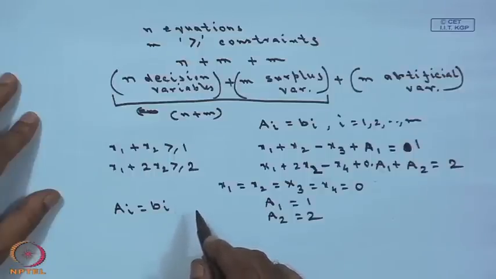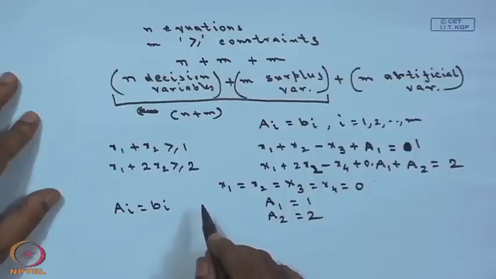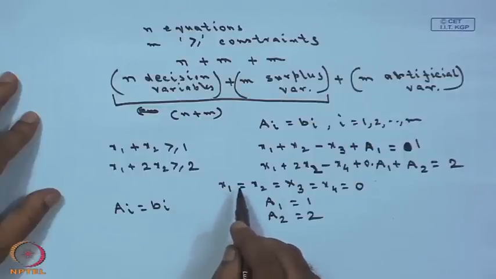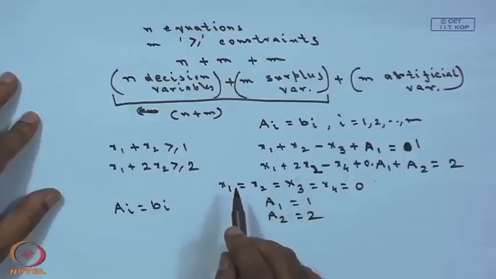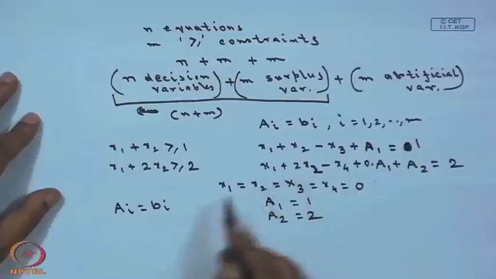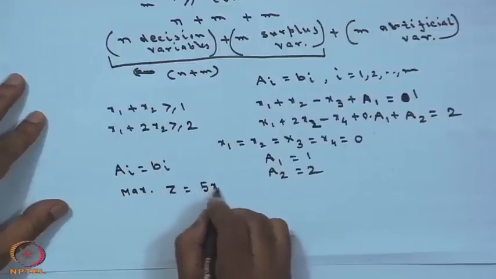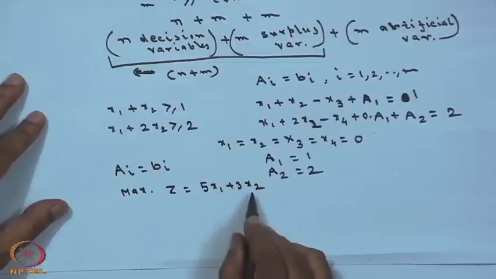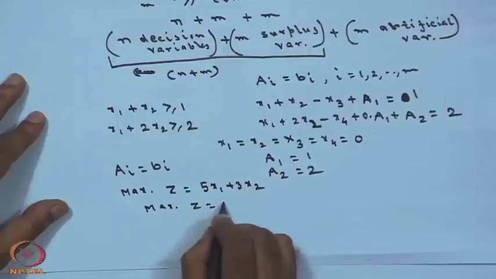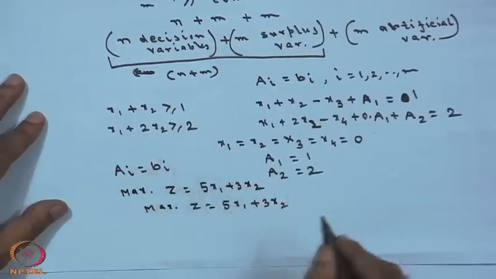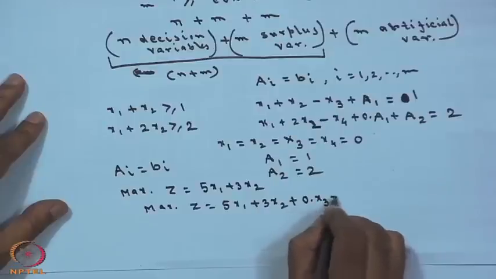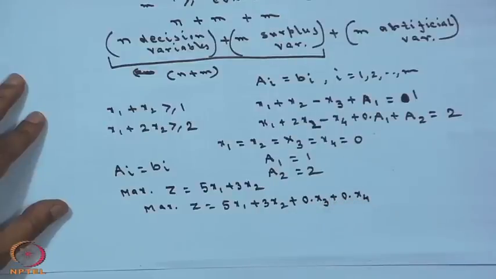To remove the artificial variables from the simplex table, we assign a very large negative penalty as the coefficient of the artificial variable in the objective function. Suppose your objective function, for the earlier problem, is max z equals 5x1 plus 3x2. For the earlier problem, there were 2 surplus variables, whose coefficients will remain 0. But for this case, what will happen?